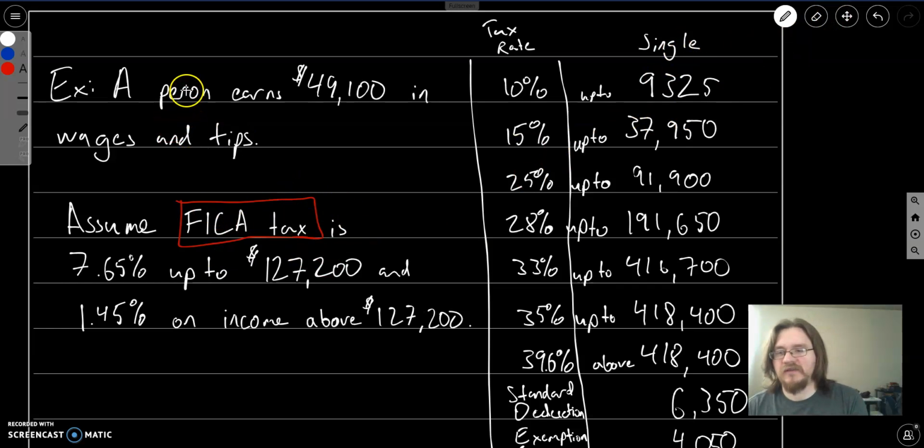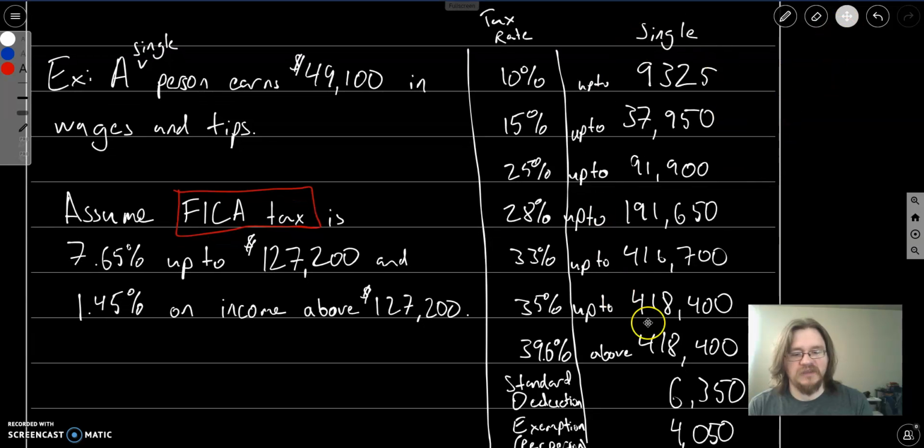So you don't get any deductions or exemptions when calculating FICA tax. So we have a person, and I should clarify this is someone who is currently single as far as their marriage status is concerned, so we'll use the single person tax brackets. They earn $49,100 in a year from wages and tips, and we'll assume that they don't have any other sources of income, and they don't have any, say, tax deferred retirement plans.